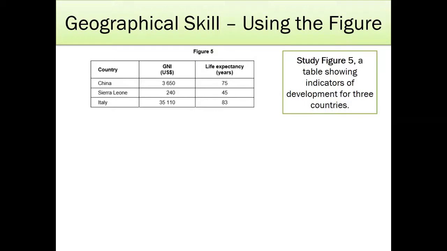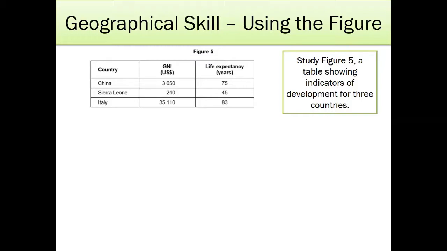Okay, moving on to learning objective 3 of this lesson, we're going to look at answering a GCSE geography geographical skills question. The first thing I'm going to ask you to do is use figure 5, a table showing indicators of development for 3 different countries. You've got China, Sierra Leone and Italy.